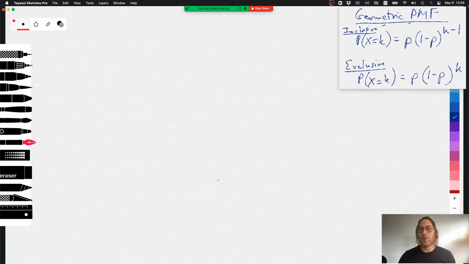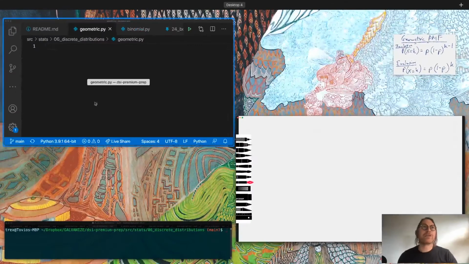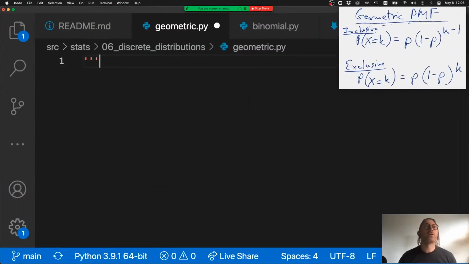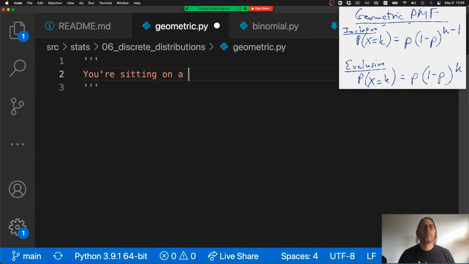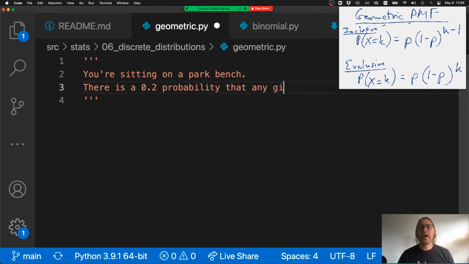All right, so let's imagine this scenario. You're sitting on a park bench. There is, how about, 0.2 probability that any given person walking by is wearing a red hat.